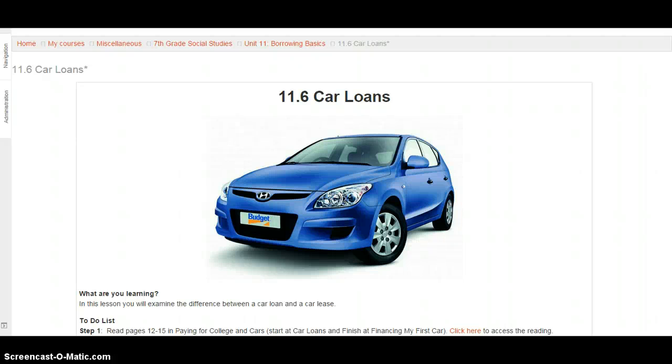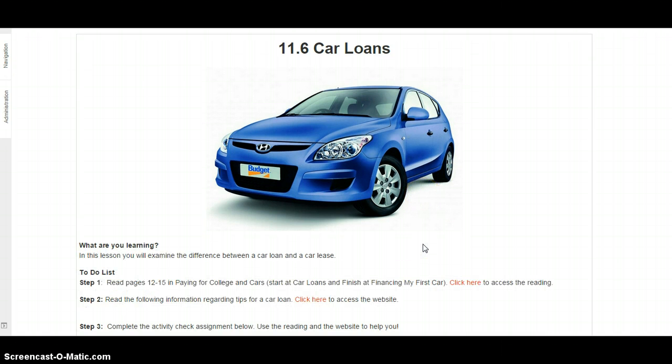So this is the reading for today's lesson, which is 11.6 Car Loans. What are you learning? In this lesson, you will examine the difference between a car loan and a car lease. To-do list. Step 1. Read pages 12 to 15 in Paying for College and Cars. Start at car loans and finish at financing my first car.